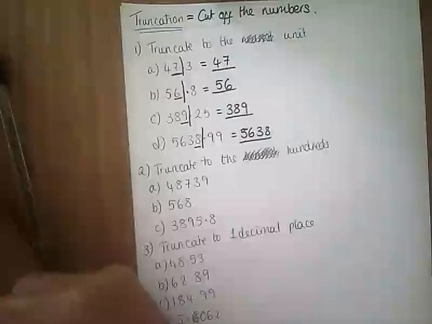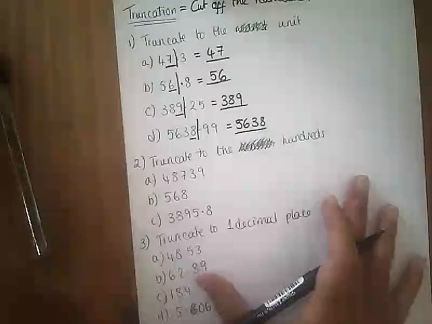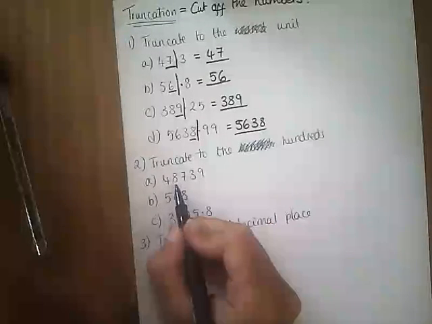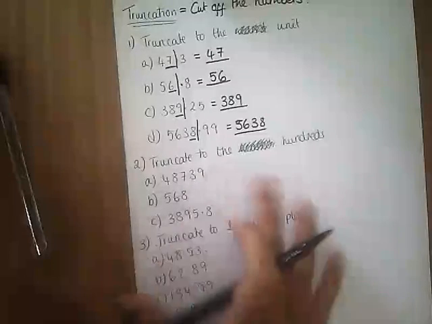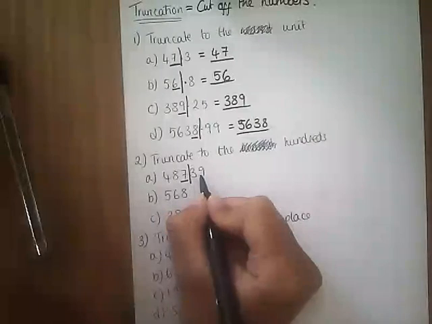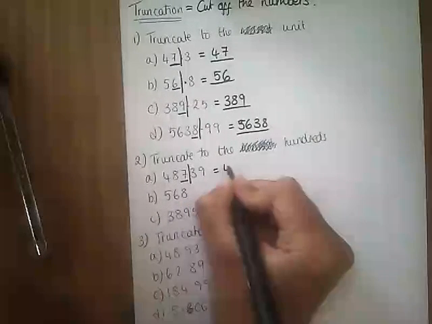Now, it is very important that you don't change the value of the number. So if I said to you, I'm going to give you £48,739, truncated to the nearest 100, if you find the 100 and then truncate, units, tens, hundreds, that would be 487.